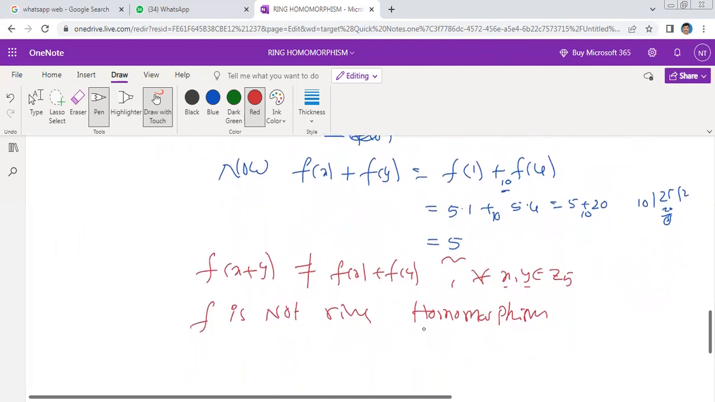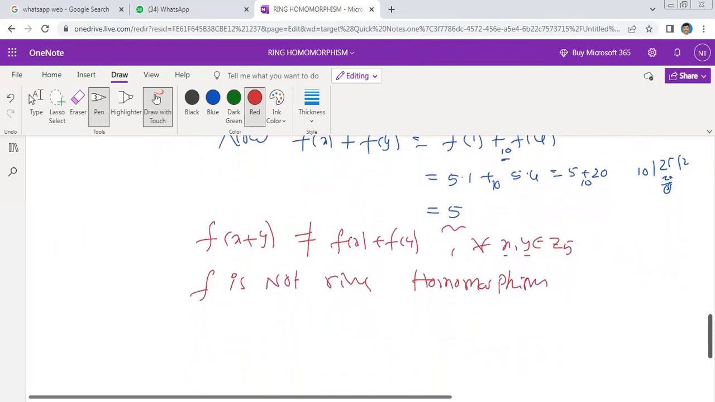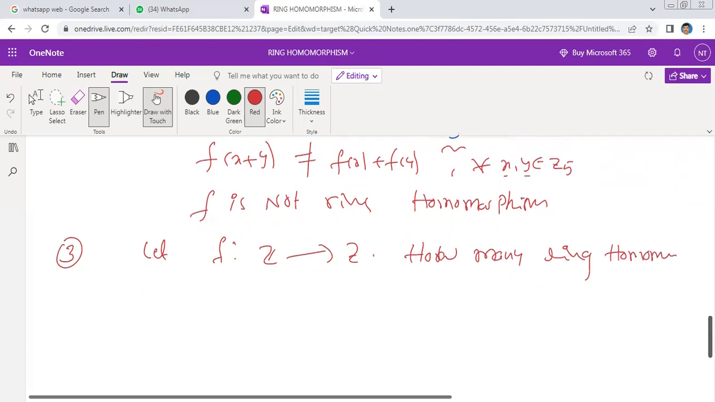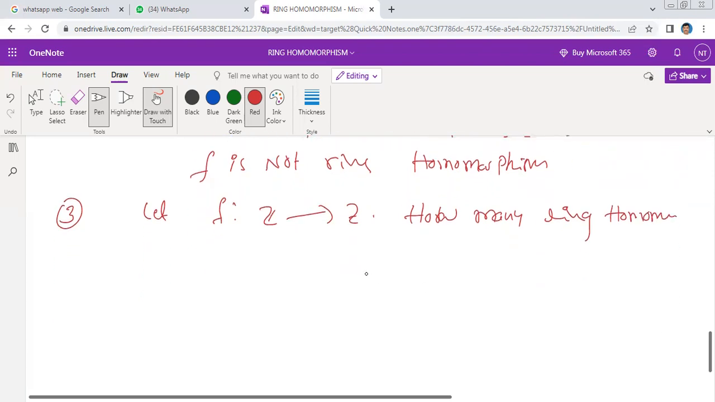Therefore f is not a ring homomorphism. This is one example for that. Now suppose I am taking Z to Z. Let f be a mapping from the ring Z to Z. How many ring homomorphisms are possible? This is my question.